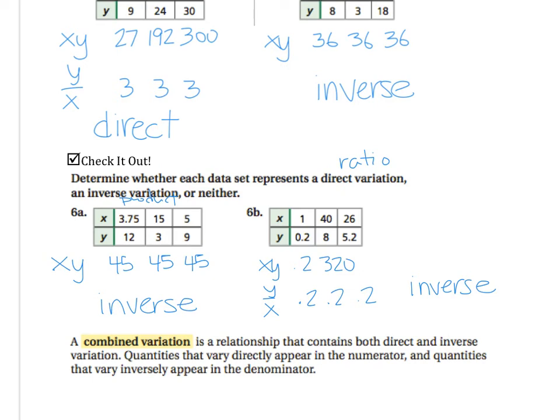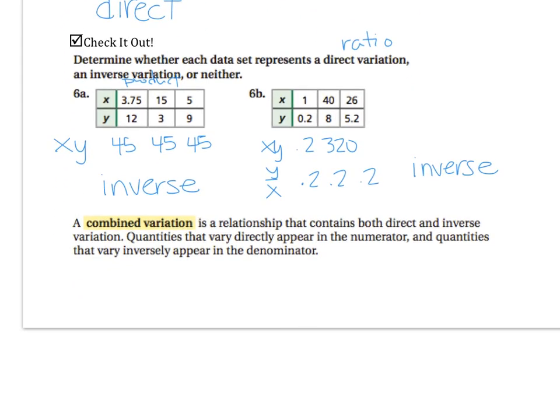A combined variation will have both. We'll have a direct and an inverse. Remember, the direct is going to be a multiplication, k times x, so that's going to be in the numerator, because an inverse puts that x in the denominator.